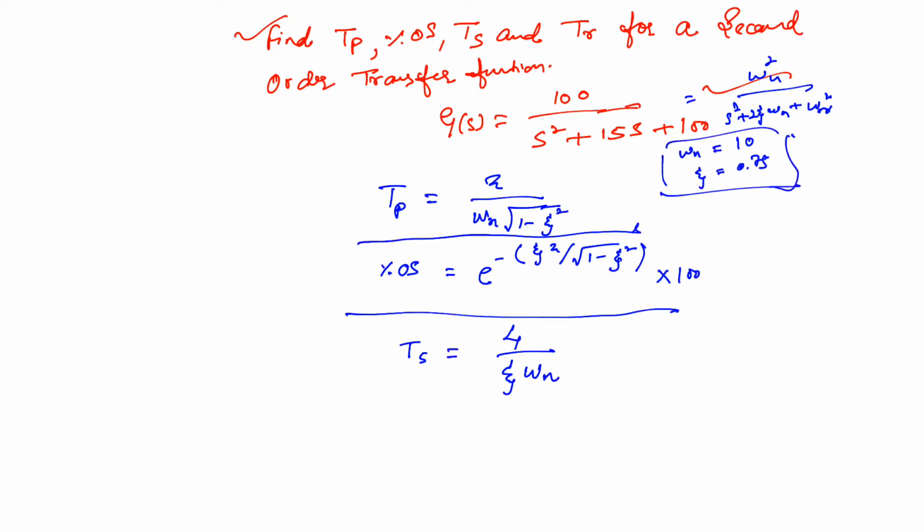Now to find the value of Tp, that is the peak time, we use the relation we have derived earlier. We use this equation of the peak time, and after calculating, the value of the peak time is equal to 0.475.